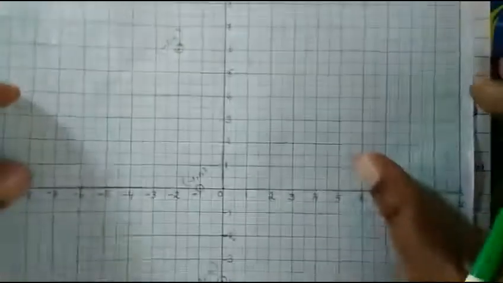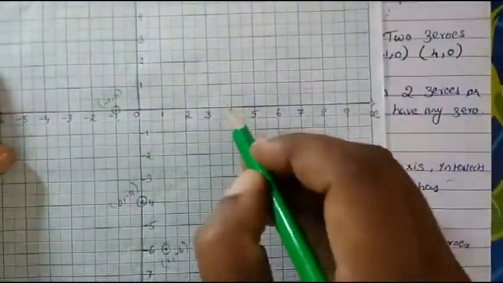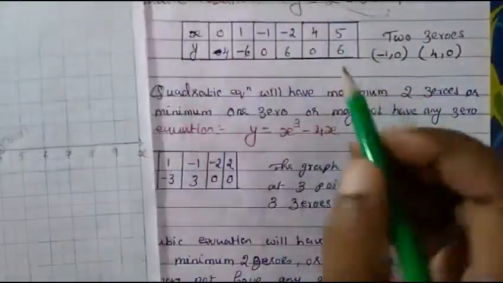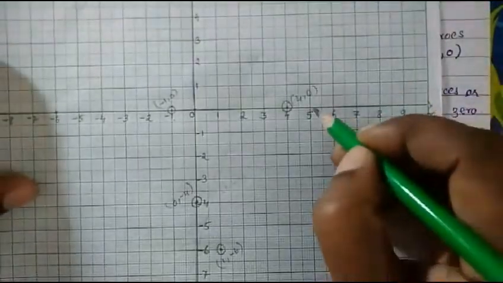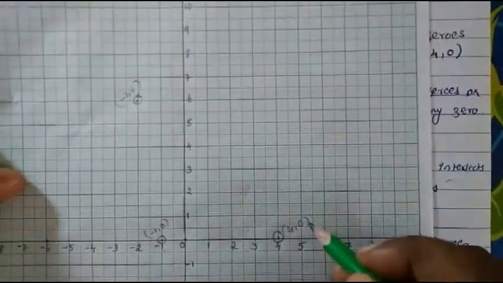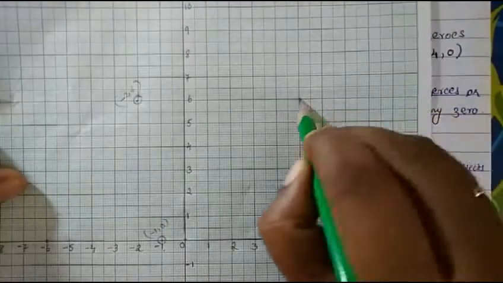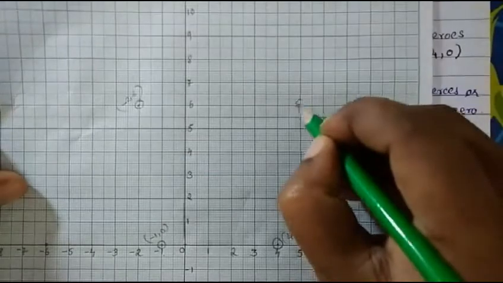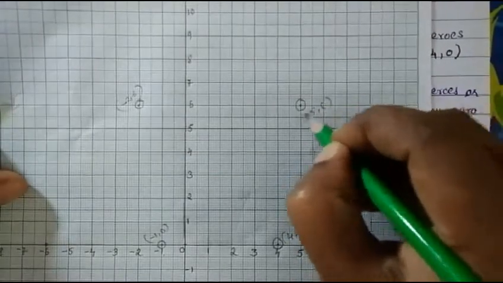4, 0. 4 on the x-axis. 4 and 0 will be here only. So 4 comma 0. Then next 5, 6. So we have here 5 and then on the y-axis 6 is here. 6 is here, 5 is here. So this is the point, 5 comma 6. Now let's join these points.